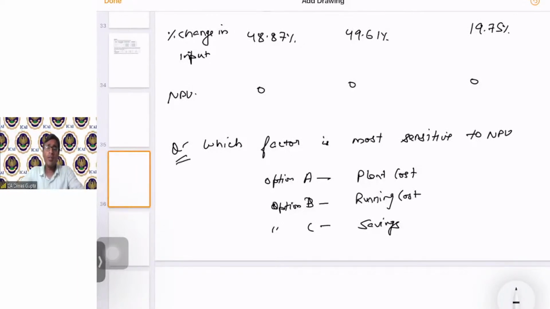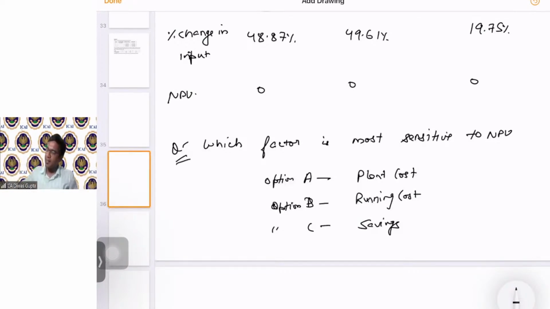Very good. Hira Hussain is saying savings factor is more sensitive to NPV. Shubham is saying savings. Guduri is saying option B, which is running cost. Rajiv Kumar is saying running cost is more sensitive. Bhumika is saying savings. I'm waiting for more answers to come, then I will tell the correct answer here. Bhumika is saying savings. Varsha is saying savings. Pritika is saying C, which is savings.